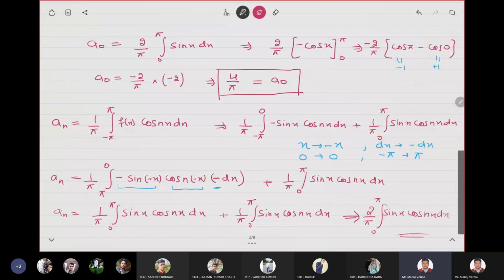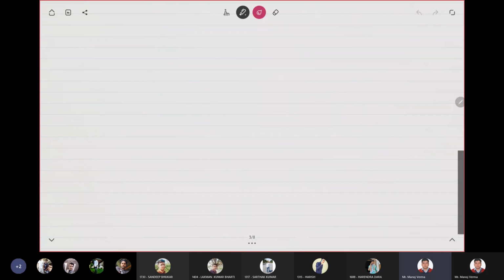If you remember, we have exactly solved the same integration from 0 to pi sin x cos nx dx, and we have got some results. But let's do it again, because last time there was a slight difference in a negative sign, so that this time we can see it clearly.